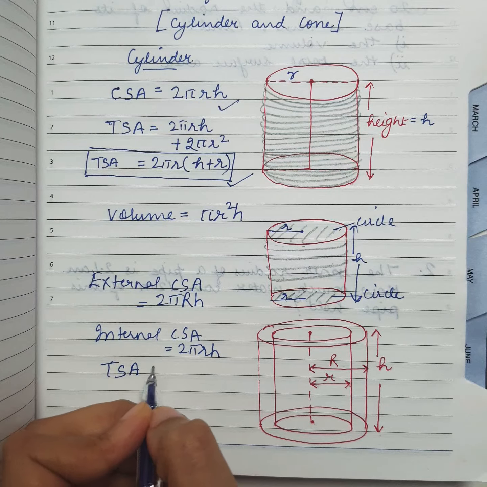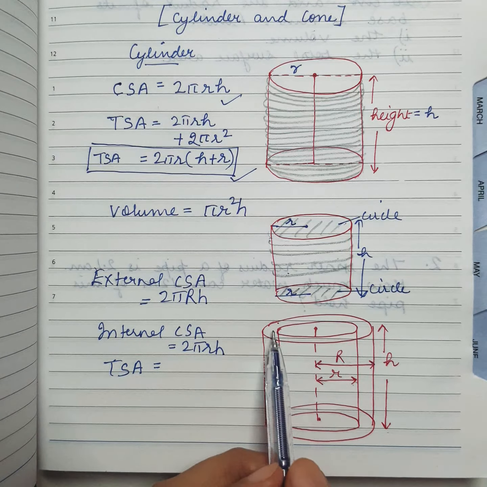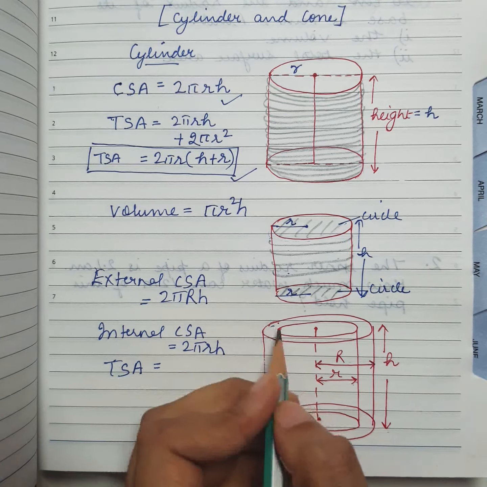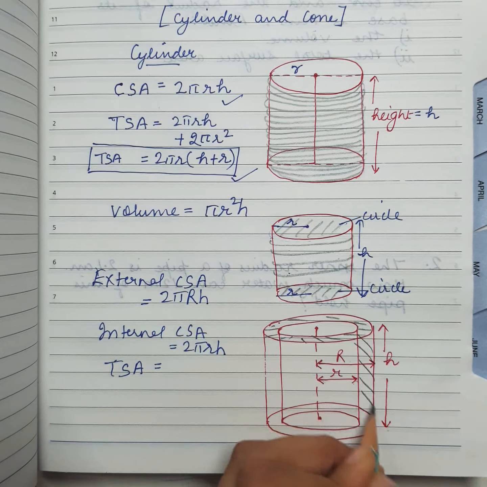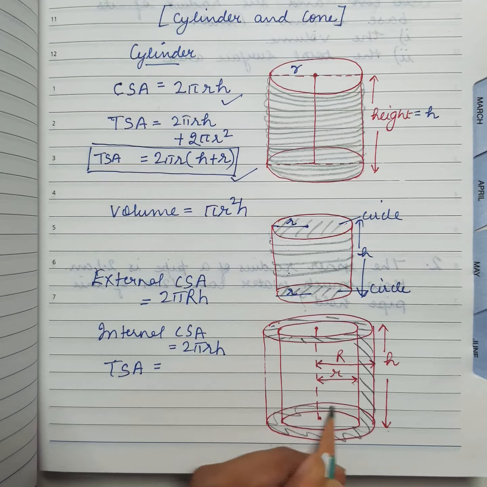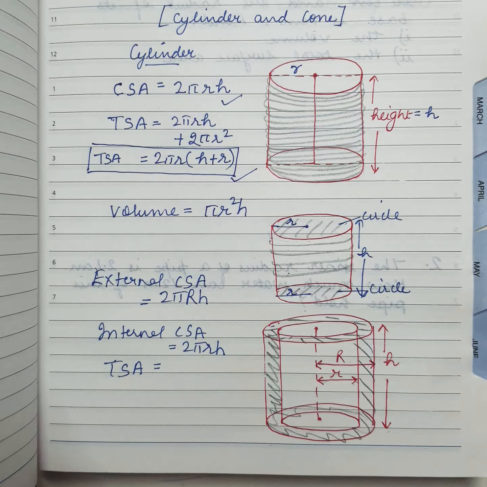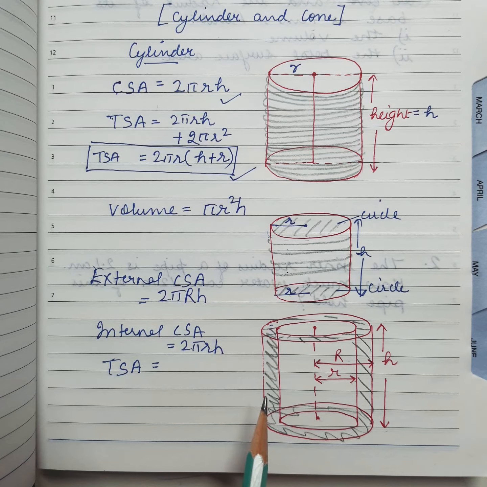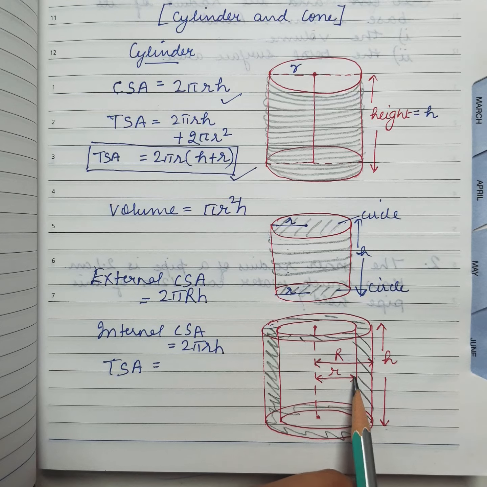Total surface area. Now here we need to work a little bit. Suppose it's a glass with some thickness here. So this is the portion of glass and it is empty from inside. So you have to imagine such figure in your mind, or you can actually take an object of a mug or anything whose outer radius and inner radius is different.